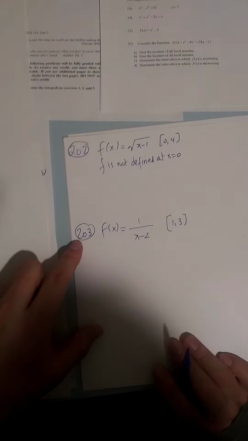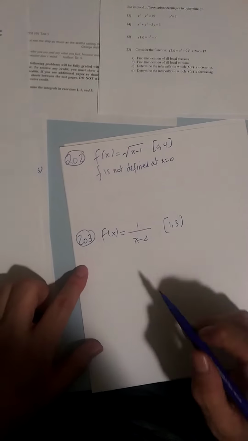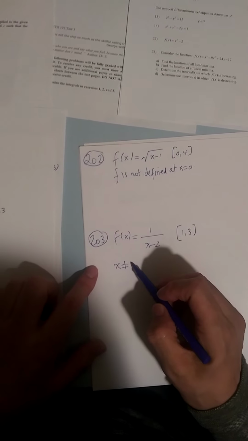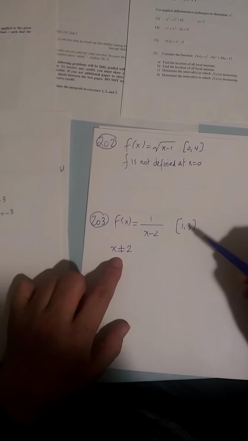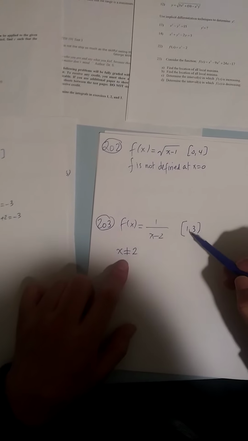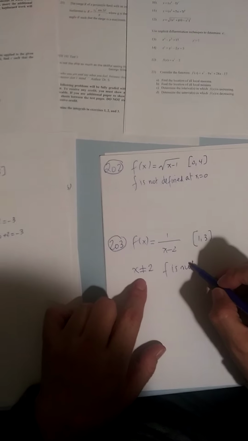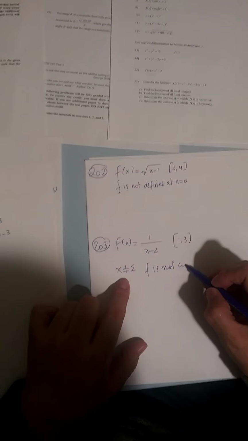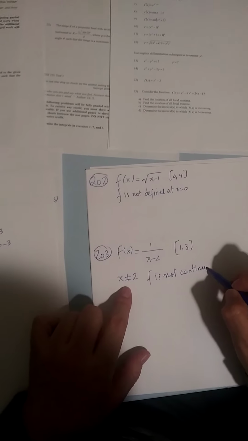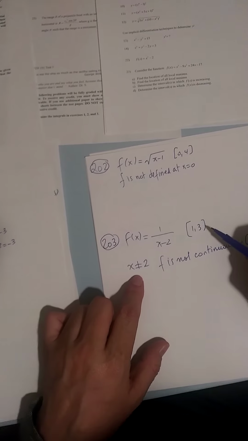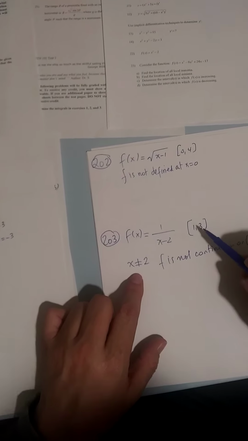Same thing with example 203. In example 203, here f is not defined at x equals 2. So x cannot equal 2. 2 happens to be inside the interval. So therefore this function here is not continuous on the interval 1, 3, because it is not continuous at one point in there. So therefore the theorem does not apply. Let's do another example.